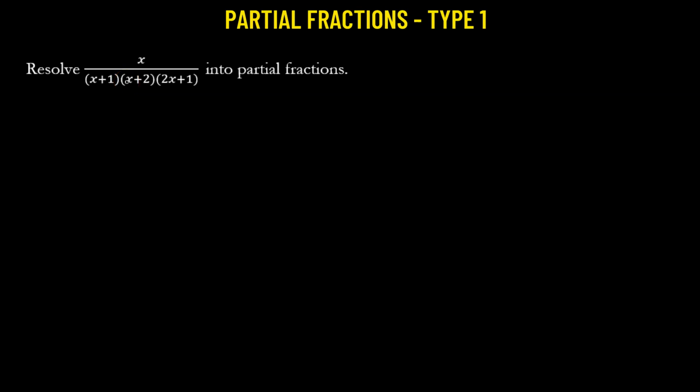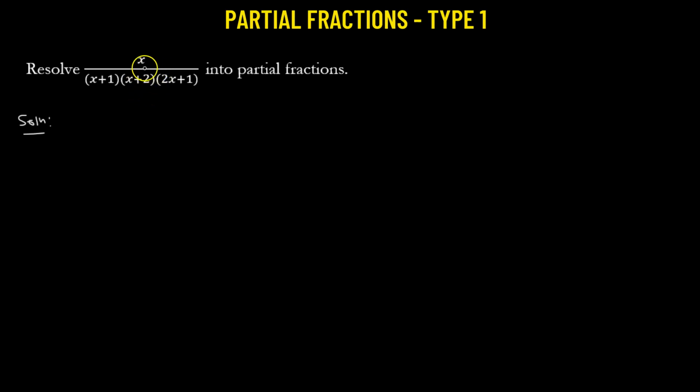In this problem, we need to resolve the given rational fractions into partial fractions. Let us begin. So here, first thing first, all we have to do is check that the degree of the numerator must always be lesser than the degree of the denominator.